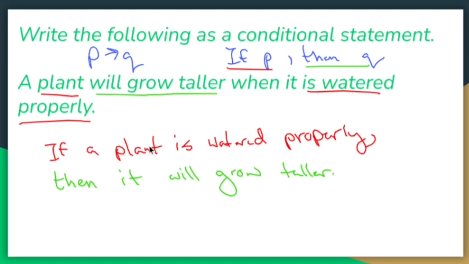And don't let the little words bother you, like where should I put the word plant, or you forgot to say the word when, and so on. Don't worry about it. I'm just writing it out in a way that makes it sound like it makes sense. And the hypothesis comes first and the conclusion comes second. That's it.